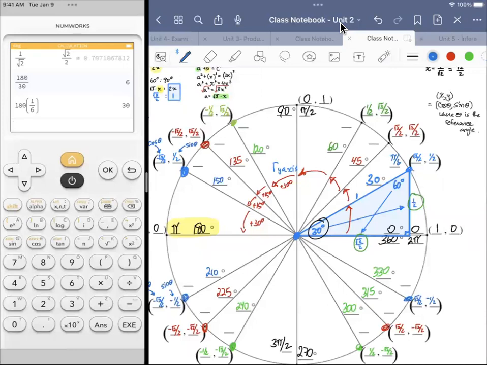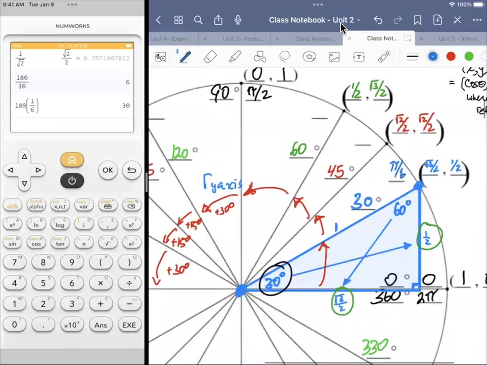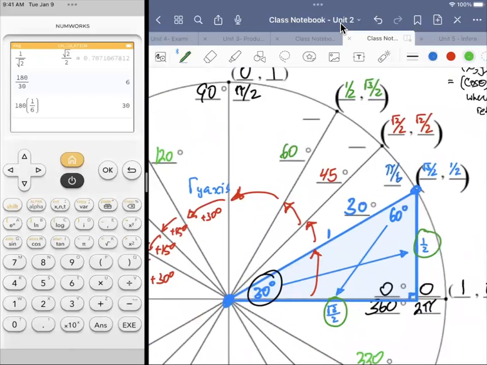All right. So now I can just build off of that and say, well, if I want 60 degrees, 60 is twice 30. So I'm going to take twice this number. Twice pi over 6 is 2 pi over 6, which is going to reduce to pi over 3. And that's a nice feature, because in NumWorks specifically, it'll give you the decimal value, but it'll also simplify it for you.